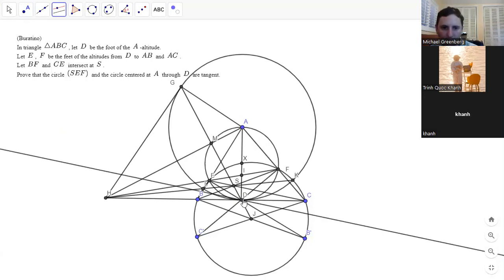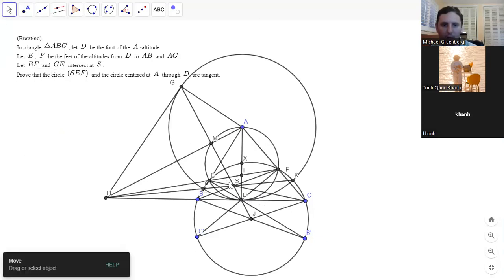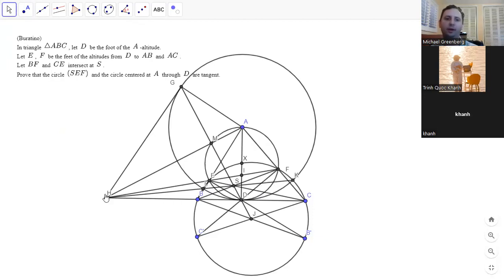Wait, did you prove that S, L, K are collinear? Yeah, I proved that these are all collinear, H, L, S, K. Oh, so then we just need to prove that GESF is cyclic, right? Yeah, we just need to prove GESF is cyclic. Okay.